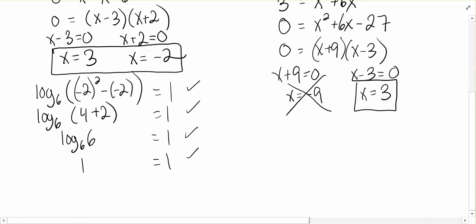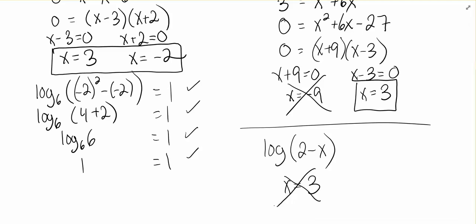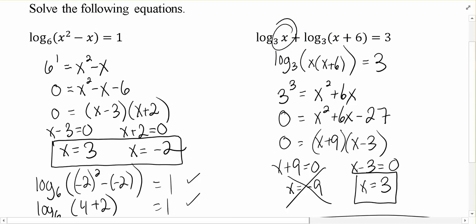Now it is possible to throw a positive answer out as well. So I just want to point out that if your original problem had something like log of 2 minus x, and you got x equals 3, that would get thrown out because your argument was negative 1. 2 minus 3 is negative 1. That would be bad. So what we're looking for is we're making sure that the arguments in the original problem are always positive. That's what we've got to be careful of. That's what we've got to look out for.